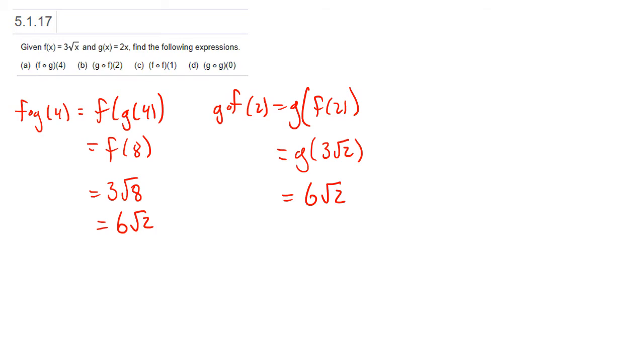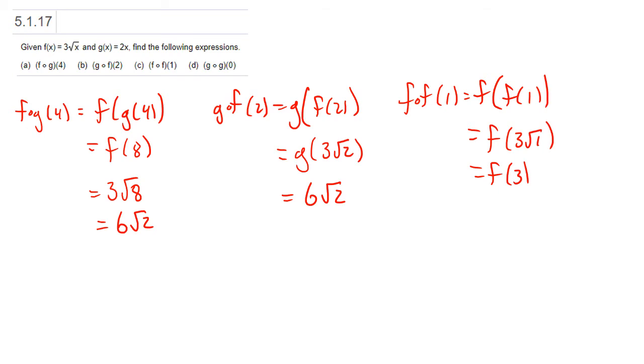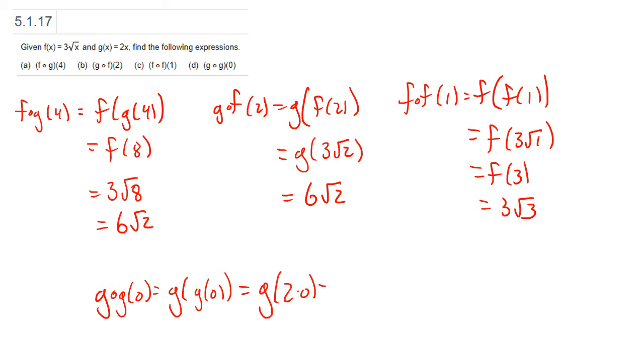Okay, the third one, f of f of 1, is going to be f of f of 1. f of x is 3 root x, so f of 1 is just 3 root 1, aka 3. And then f of 3 is going to be 3 root 3. And lastly, g of g of 0 is going to be g of g of 0. g of x is 2x, so this is just g of 2 times 0, which is just 0. And we just computed g of 0. g of 0 is 2 times 0, which is 0. So overall, g of g of 0 is 0.